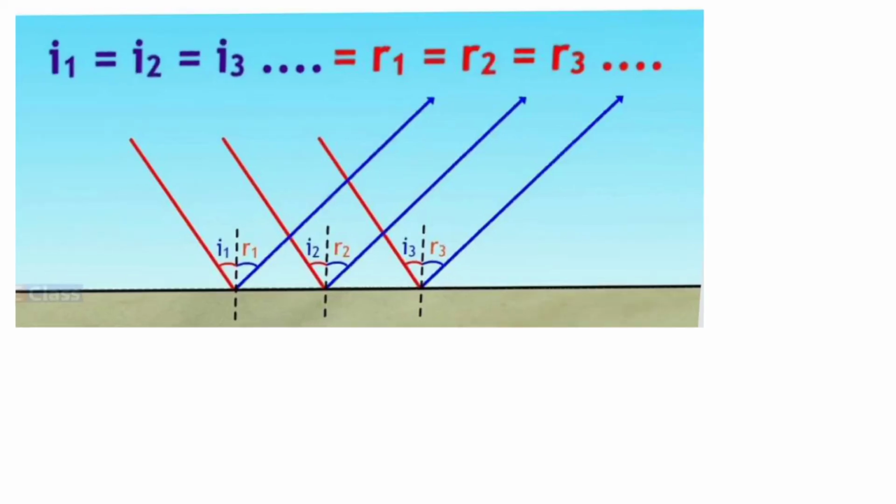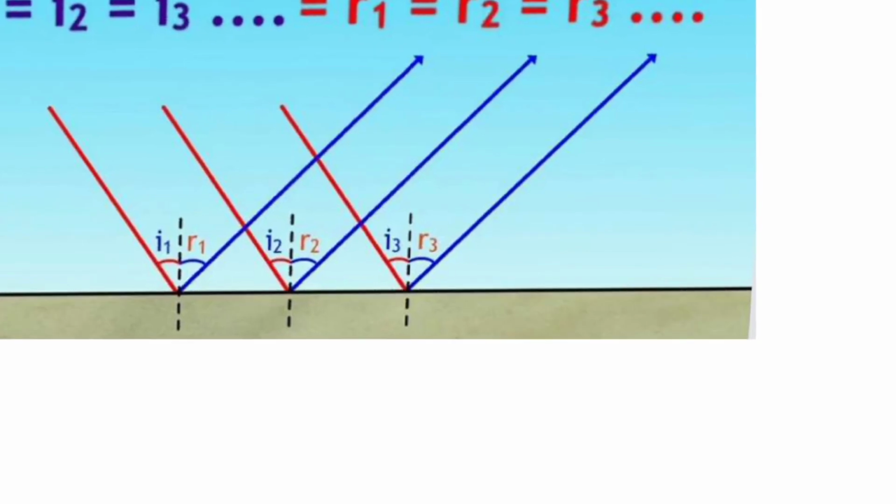But see here, angle of incidence I1 is equal to R1, I2 is equal to I3. So I1, I2, I3 सब same है, तो R1, R2, R3 भी सब same होंगे. Okay, so that is a uniformity observed when the rays are parallel falling on the smooth surface.